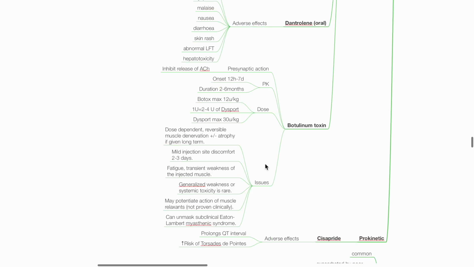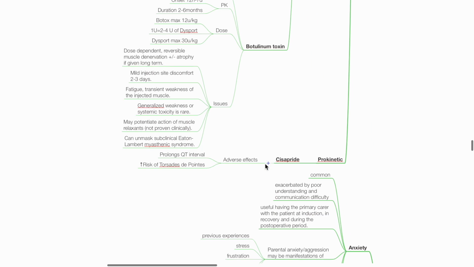Mechanism of action of botulinum toxin is inhibition of release of ACh presynaptically. Issues includes dose-dependent reversible muscle denervation with or without atrophy if given long-term, mild injection site discomfort, fatigue and transient weakness of injected muscle, generalized weakness or systemic toxicity. Botulinum toxin may potentiate action of muscle relaxants and can unmask subclinical Eaton-Lambert myasthenic syndrome. Cisapride, which is a prokinetic, may prolong QT interval and increase the risk of torsades de pointes.